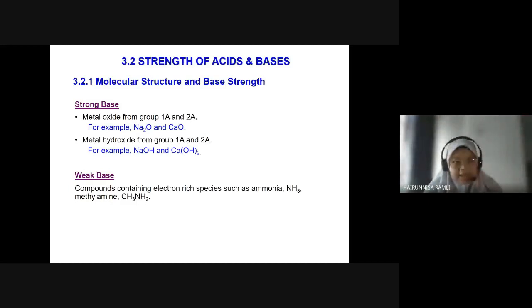apa yang daripada group 1 dan group 2 lah. Dia biasanya related dengan metal kan. Okay. So kita biasa tahu adalah metal hydroxide. NaOH, calcium hydroxide, KOH kan. Okay. Itu group 1, group 2 lah.